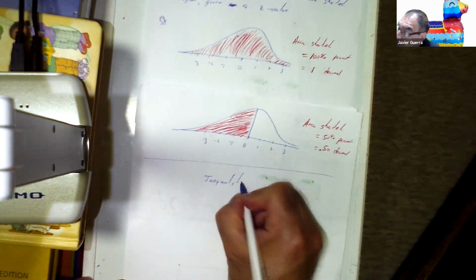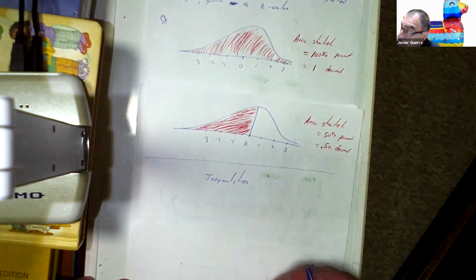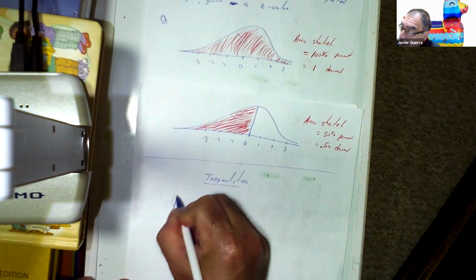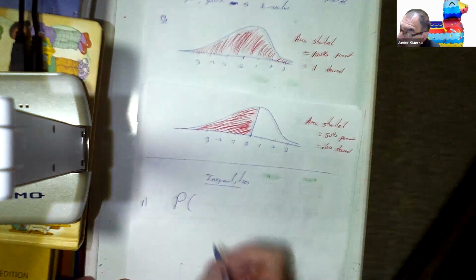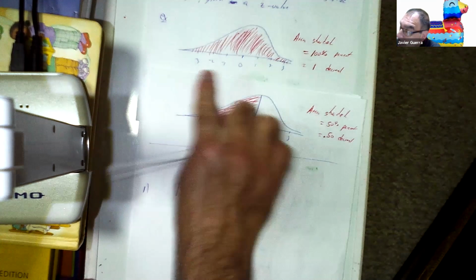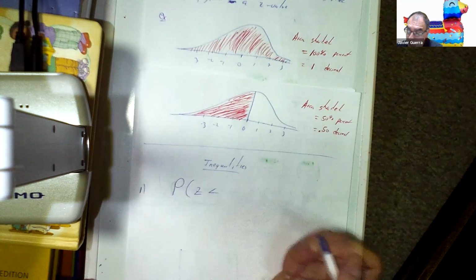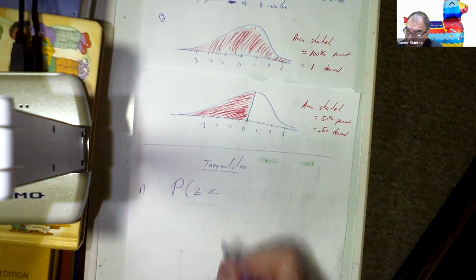There are 3 of them we're going to use, and we're going to be using probabilities. So we're going to write P for probability, then a parenthesis, and you're going to put Z, because that's the Z scale, and then you're going to have this inequality, where I'm going to put a letter A.